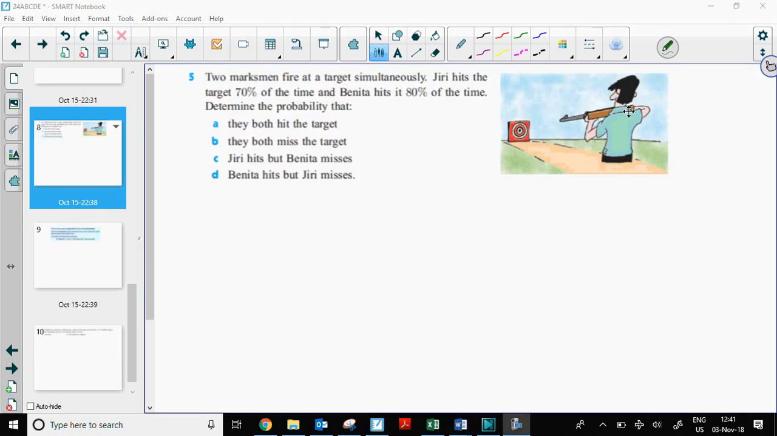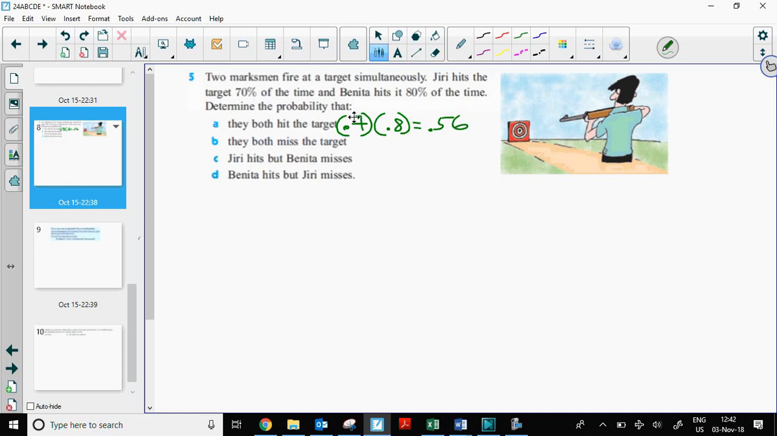All right, here's a fairly straightforward independent event problem. We have two people firing at a target at the same time, so they should be independent of each other. Whether or not Jiri hits the target should have no effect on whether or not Benita hits the target. All right, so the probability that they both hit the target. I know that Jiri hits 70% of the time. I know that Benita hits 80% of the time. We multiply those two together, and 56% of the time they will both hit the target.